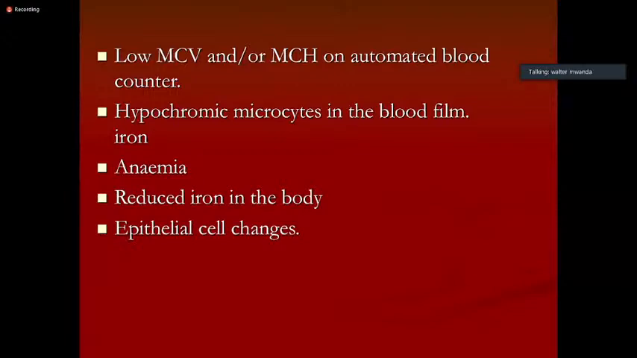Finally, we have low MCV and MCH on automated blood count. On the peripheral blood film, we may have now hypochromic microcytes. We will now have anemia. Other changes may now appear clinically with reduced iron in the body, particularly the epithelial changes.